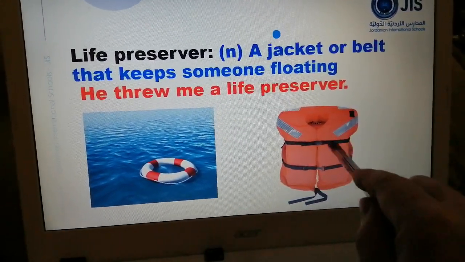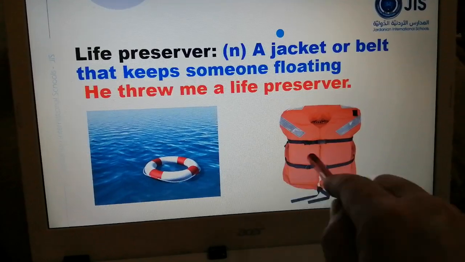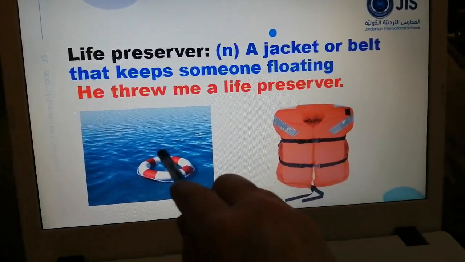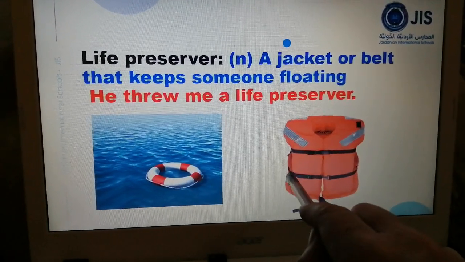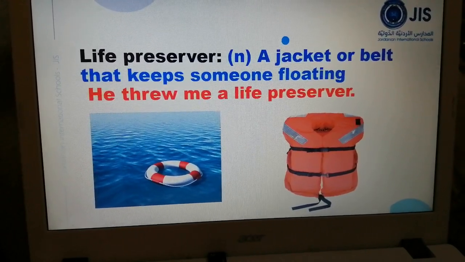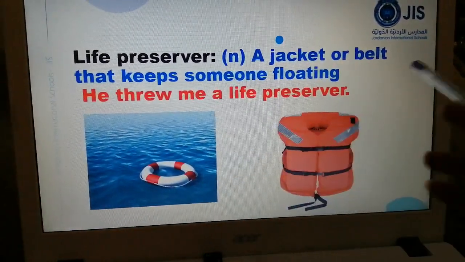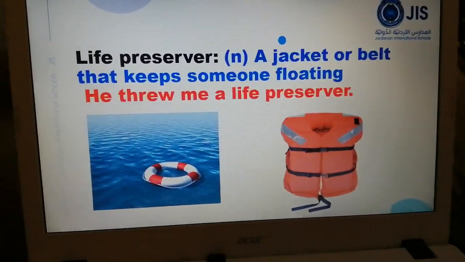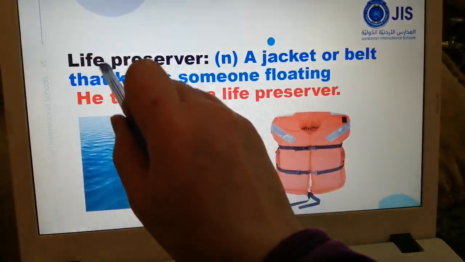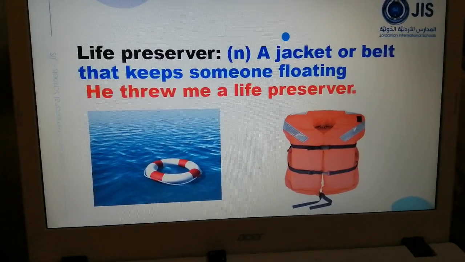These are pictures of life preservers. It's a jacket or a belt. People use it to stay floating in the water. He threw me a life preserver, and life preserver is a noun. It's an open compound word, okay?